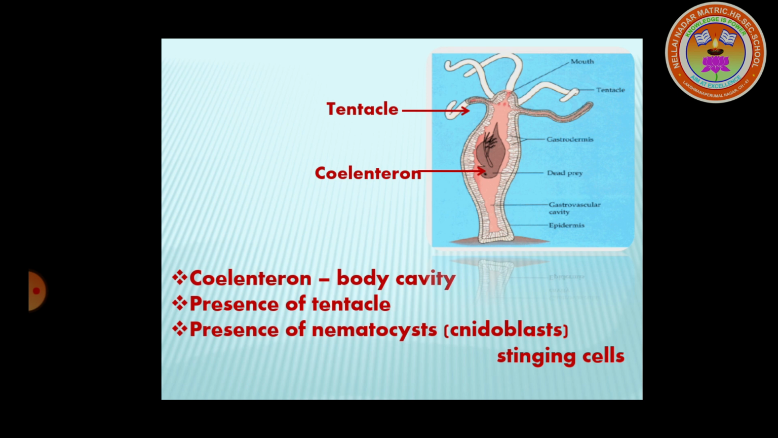The tip of the tentacles contains specialized cells called stinging cells. The stinging cells are called cnidoblasts or nematocysts. They are used to paralyze the prey when the animal catches it.